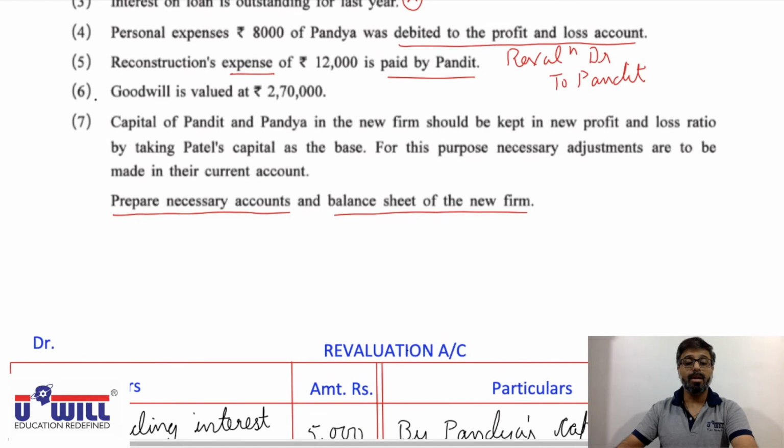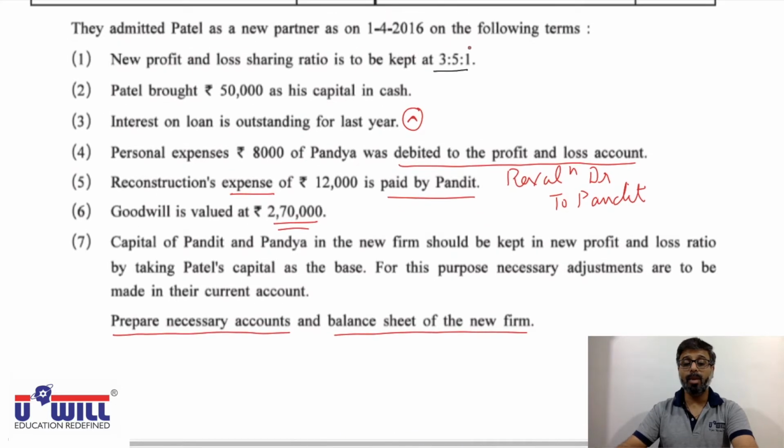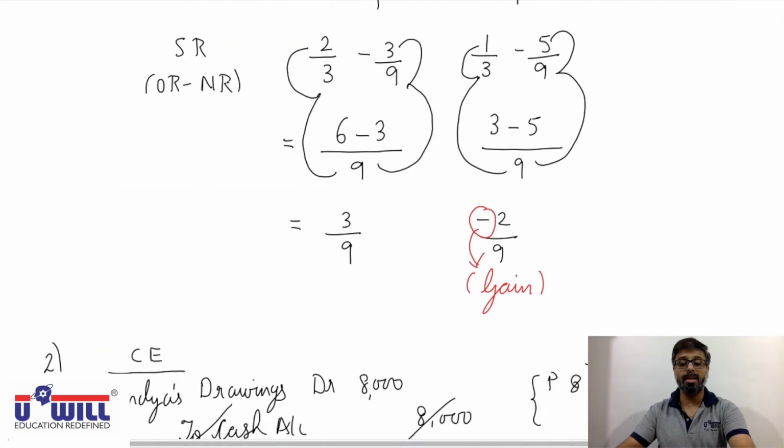Next, goodwill is valued at 2,70,000. Now goodwill 2,70,000. What is new partner Patel's share in 3:5:1? 1/9. So let's make the third working for goodwill.